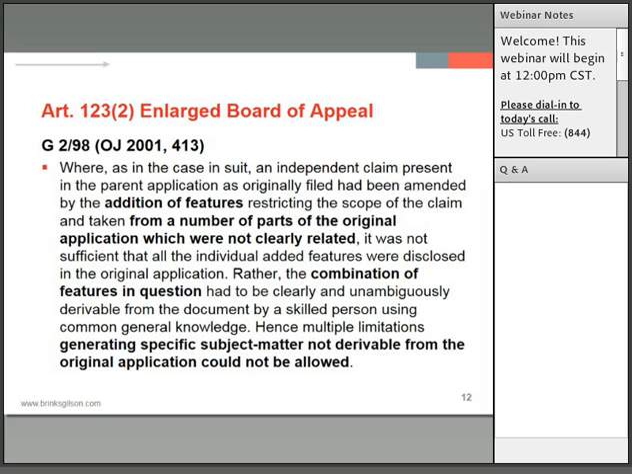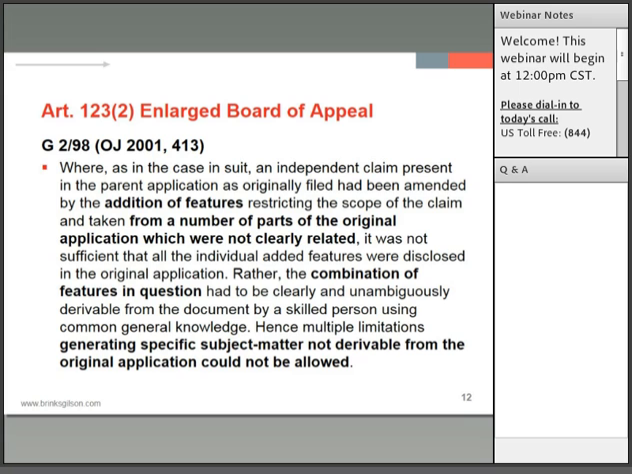And there is one decision of the Enlarged Board of Appeal. The decisions of the Enlarged Board get the letter G, which I guess comes from the German Große Beschwerdekammer. And these decisions are binding. They are precedential, unlike, let's say, the decisions of the technical boards of appeal.